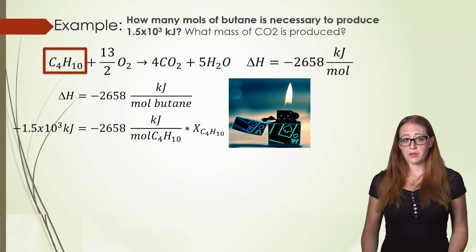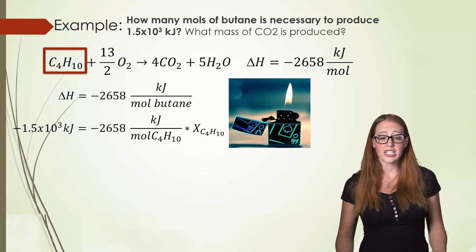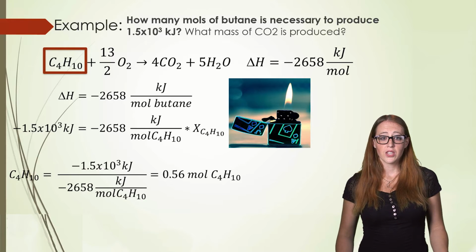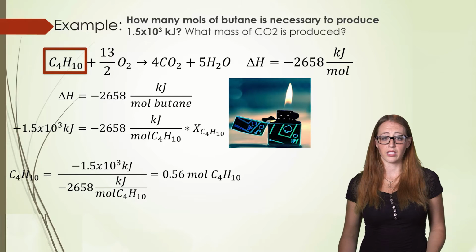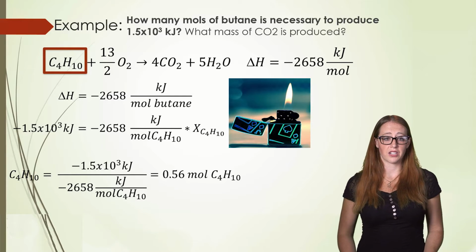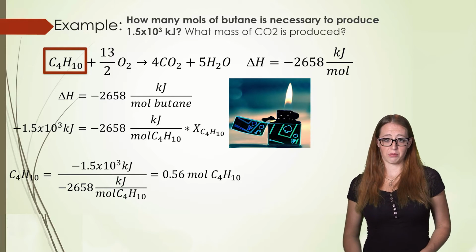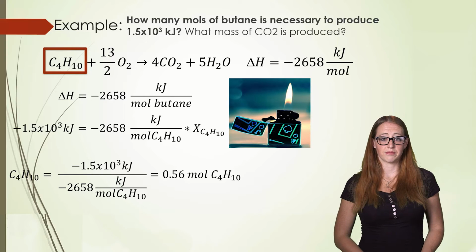We have our energy that we want. We have our energy of the reaction times our unknown. So now we simply solve for our unknown. We divide by the negative 2,658 on both sides, and we get our 0.56 moles of butane. And that's our answer.